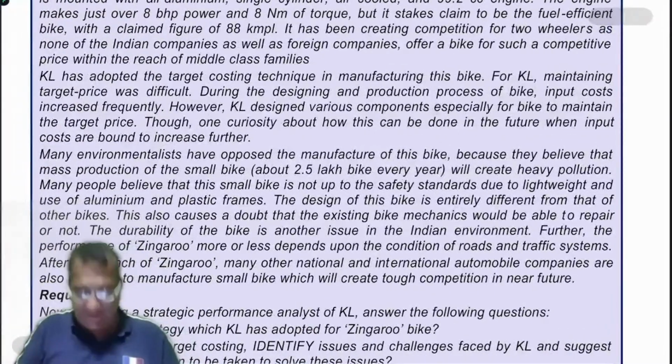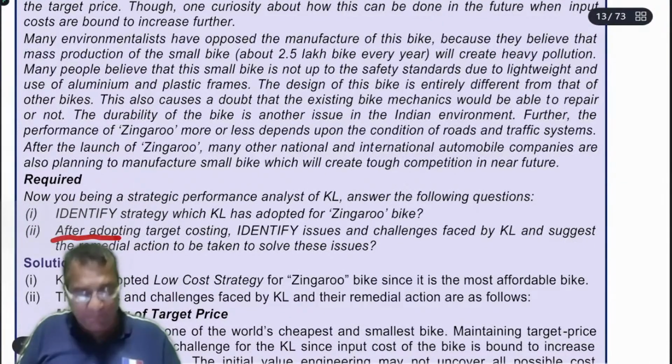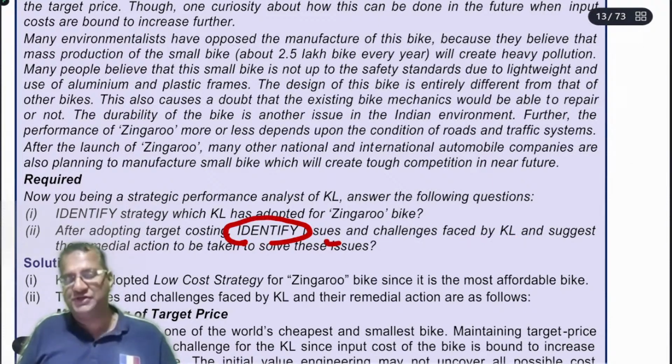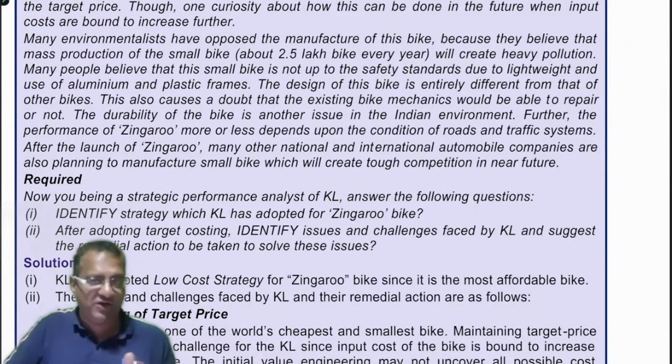Now moving to the second requirement part. What is the second requirement part? After adopting the target costing, identify issues and challenges faced by KL. Once again, the word identify has been given. So it means the issues and challenges. Suppose there are 5 challenges, you have to write down 5 lines for the challenges faced by the company.